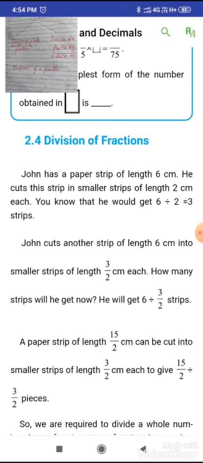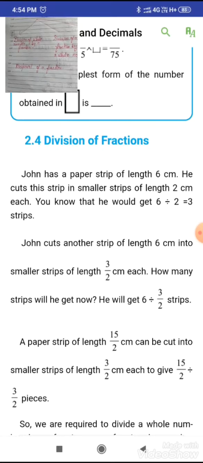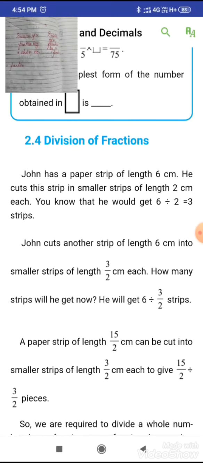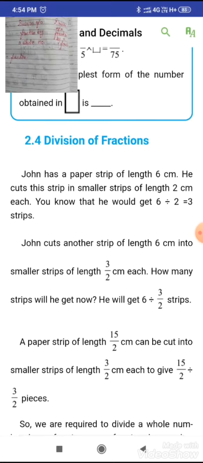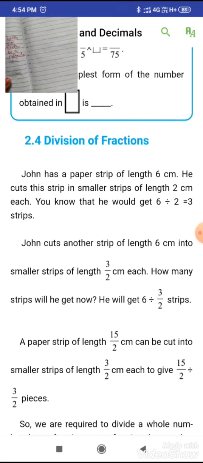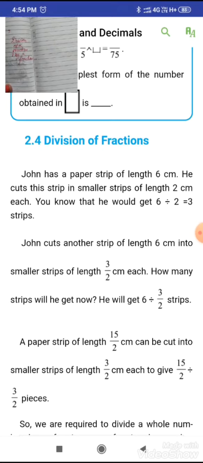First one, where you have to divide a whole number by a fraction. In second kind, division of a fraction by a whole number. And in third kind, division of a fraction by a fraction.